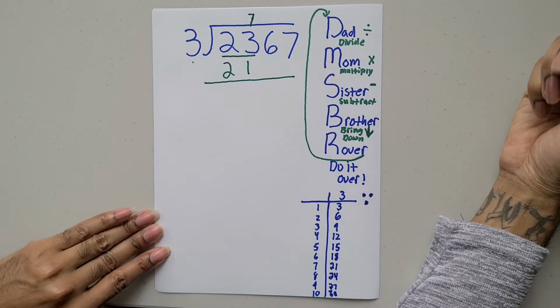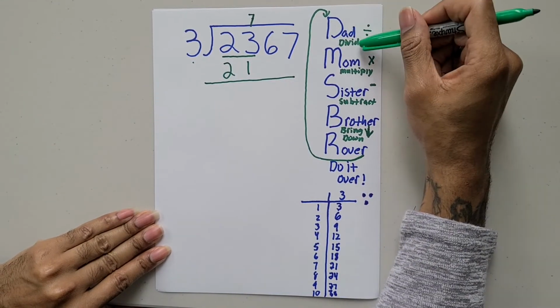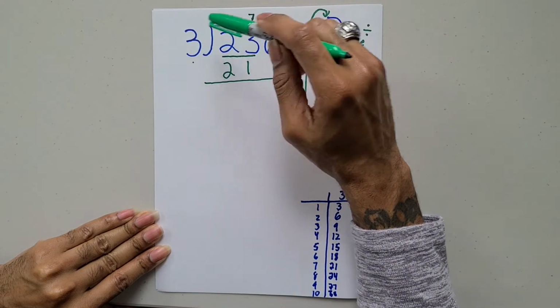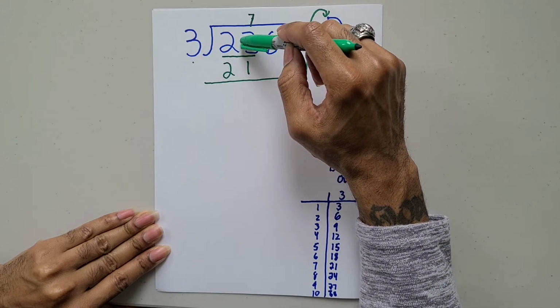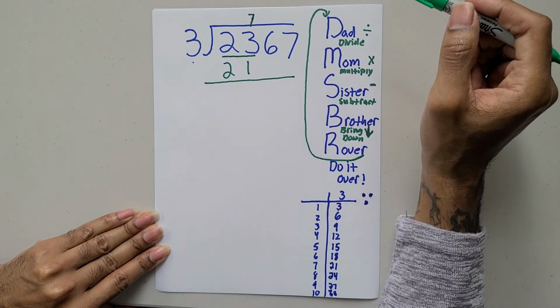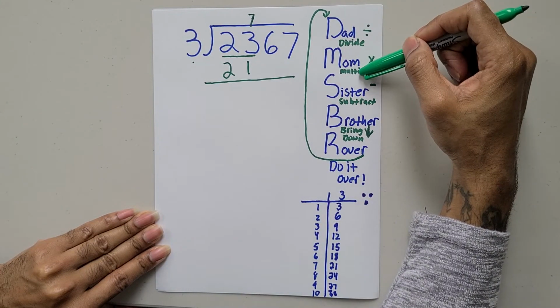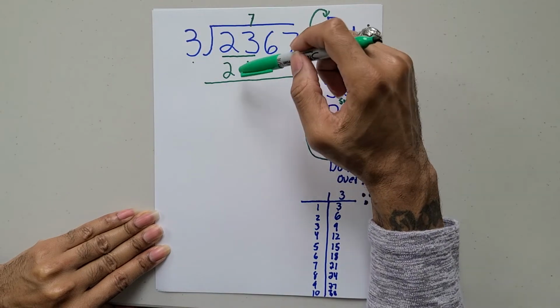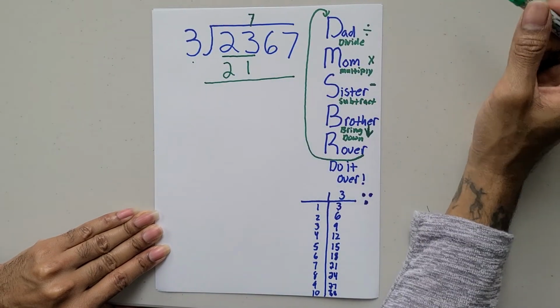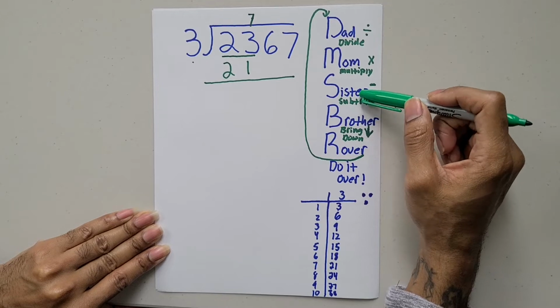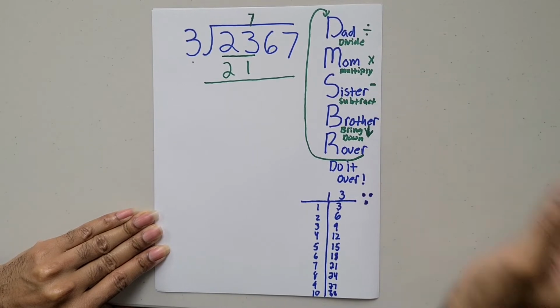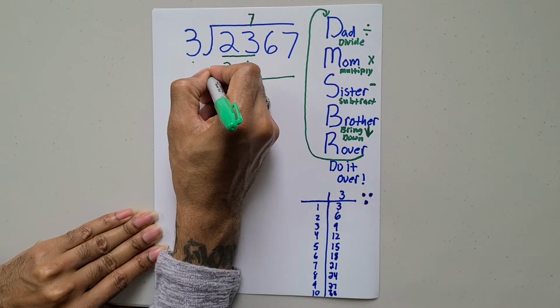Now, if you backtrack, I already did one step. I did divide. I figured out how many groups of 3 can go into 23. Now, my next step, multiply. I did that. I did 3 times 7. That gave me 21. Now, my next step, I have to look at sister. And sister is going to let me subtract. Now, I need to subtract.